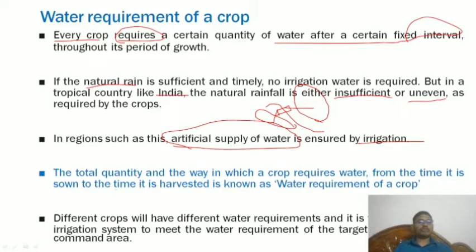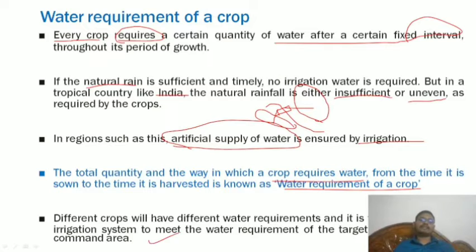The total quantity of water, and the way in which a crop requires it from the time it is sown to the time it is harvested, is known as the water requirement. That means from the first day to the last day of harvesting is called the water requirement of a crop. Different crops have different water requirements, and it is the objective of the irrigation system to meet the water requirements of the target crops in the command area.